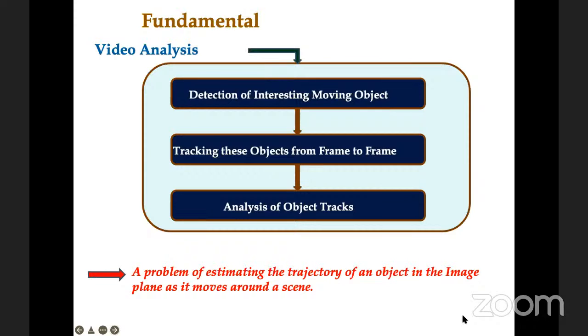Then analysis of the object tracks. Whatever object you have tracked, you will do some statistical analysis, like, from this place to this place, in how much time, and then you can find out the speed also. Sometimes you might need to find out the trajectory of an object. These problems can be solved by at least a simple algorithm in 3 lines. So let's go ahead.